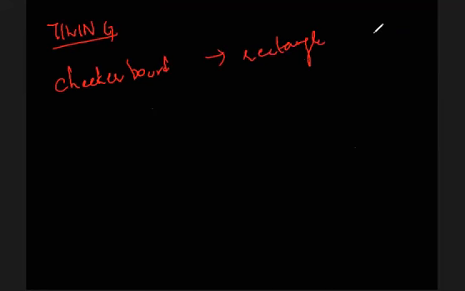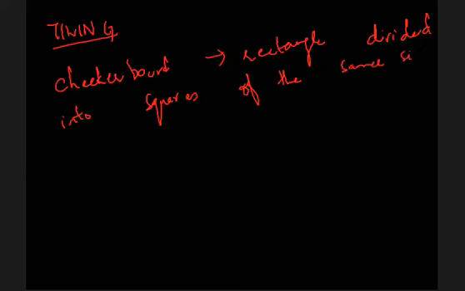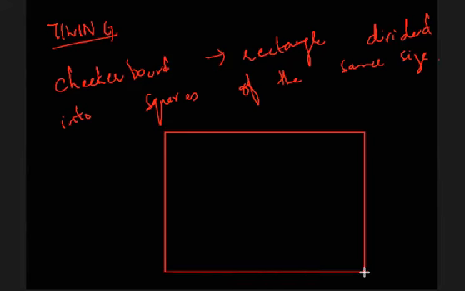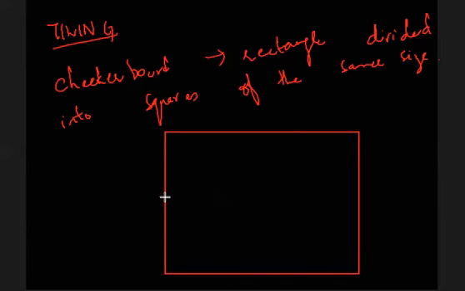Apart from that, we have another topic which is tiling. In tiling, we will study something known as a checkerboard. A checkerboard is basically a rectangle divided into squares of the same size by horizontal and vertical lines. So basically your checkerboard will be in this fashion. Over here we have it divided. A checkerboard is very similar to a chessboard.